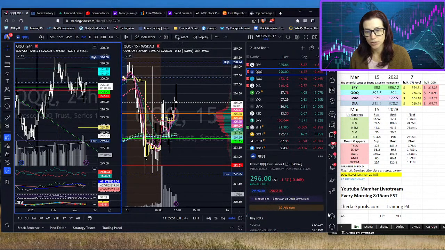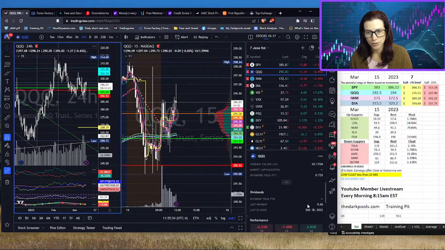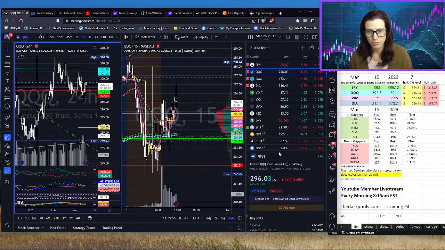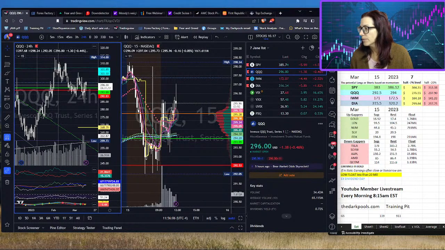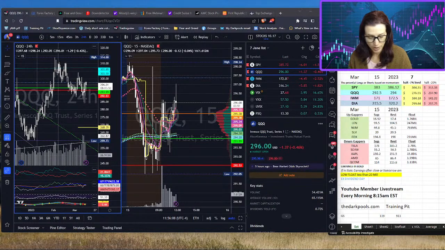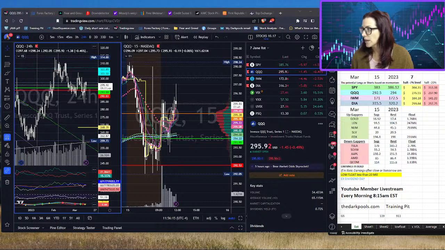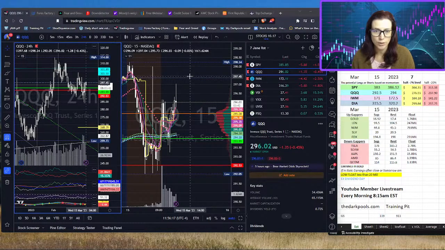Where's our price action? It's not showing me the price here, the little price bar. Weird. Okay, anyway. The high for the Qs today was 297.04.